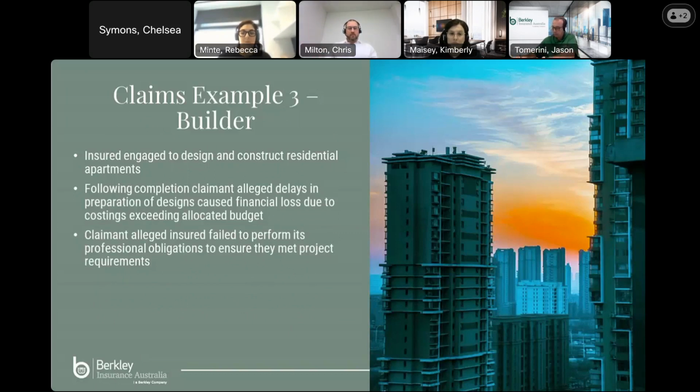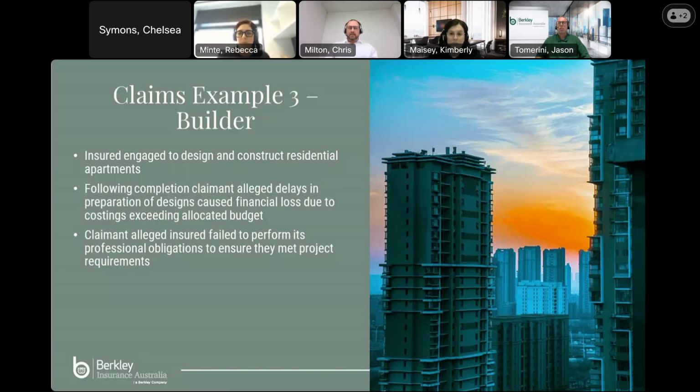So for claim example 3, this was a claim where indemnity was granted. The insured was a D&C contractor who was engaged to design and construct some residential apartments. Following construction completion, the insured was made aware of a potential circumstance. The claimant alleged that due to certain delays in the preparation and provision of design packages, they had suffered a financial loss with project costings exceeding the allocated construction budget.